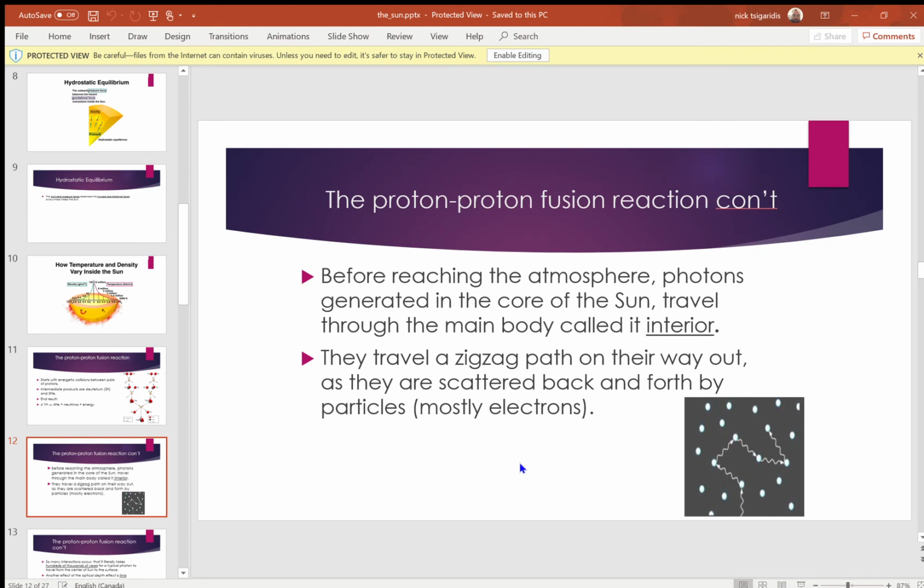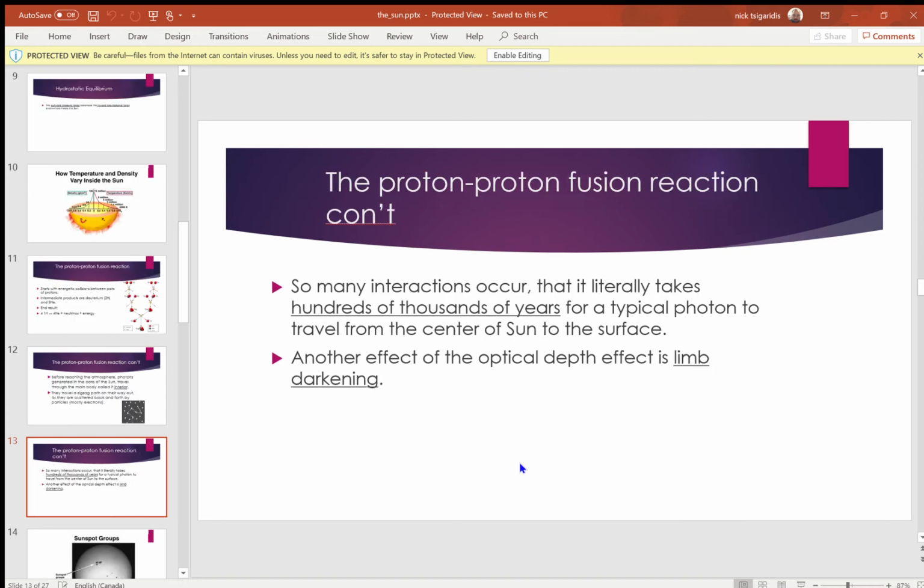Of course, before reaching the atmosphere, photons are generated inside the core. So photons are packets of light, and they travel through the main body of the sun called the interior. And they actually go through a zigzag path on their way out. It takes a long, long period of time for these photons to actually get out to the surface of the sun.